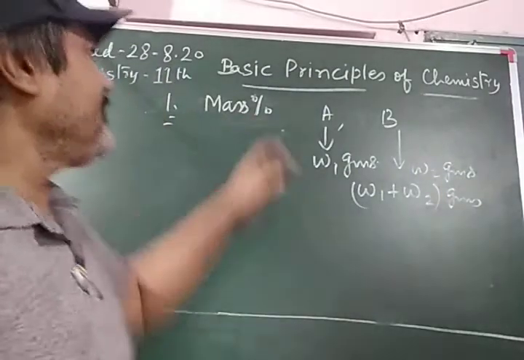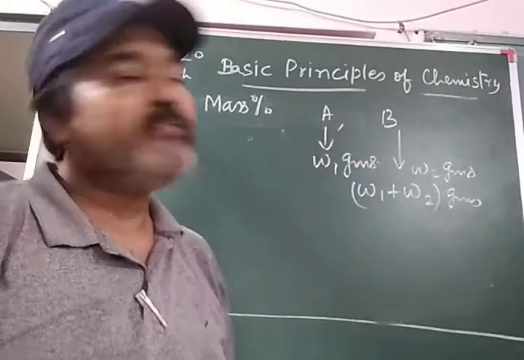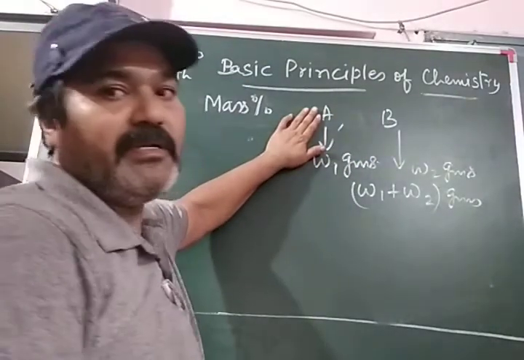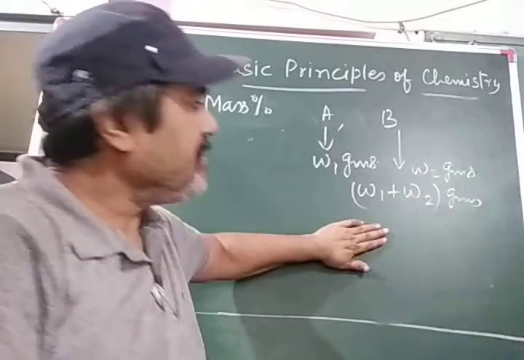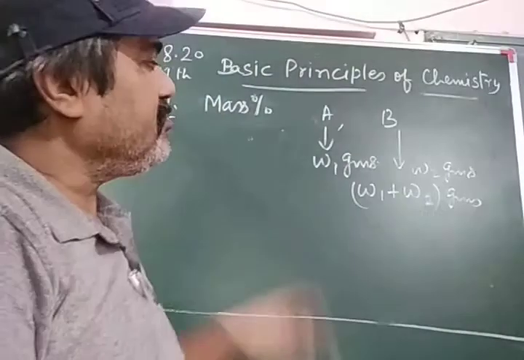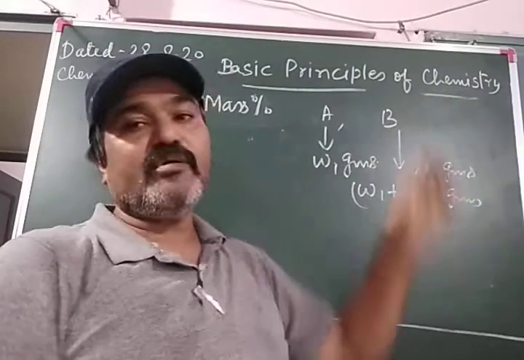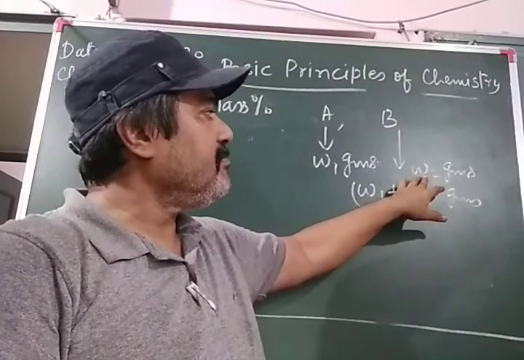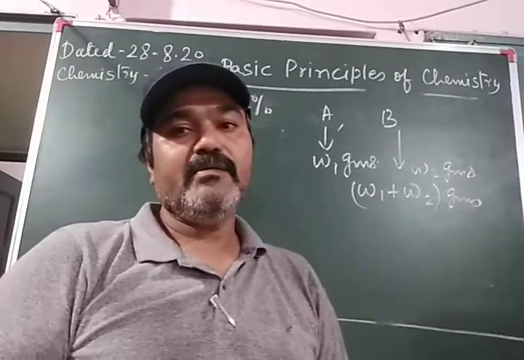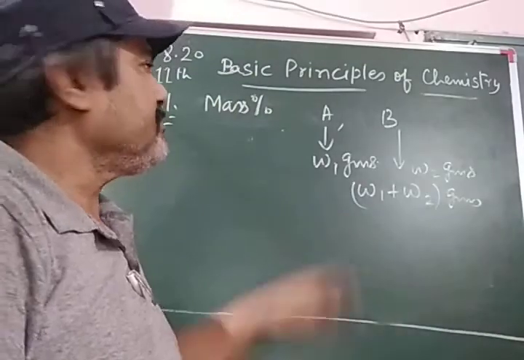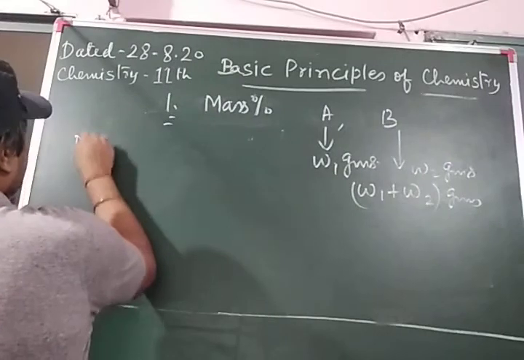So now we can define the mass percent simply. If we want to find out the mass percent of component A, then this will be the mass of A divided by the total mass of the solution multiplied by 100. This ratio will give us the mass percent of A. Similarly, in terms of B, the mass of B divided by the total mass of the solution multiplied by 100 will be the mass percent of B.